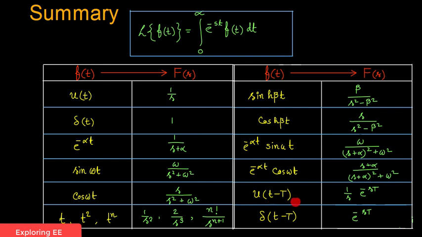For time shifted unit step, e to the power minus sT has to be multiplied, because Laplace transform of ut is 1 upon s, and if it is time shifted by an amount capital T, this factor e to the power minus sT has to be multiplied. Same for the time shifted impulse function also, delta t minus capital T. Laplace transform of delta t is unity, but when it is time shifted, the same unity is multiplied by this factor e to the power minus sT.